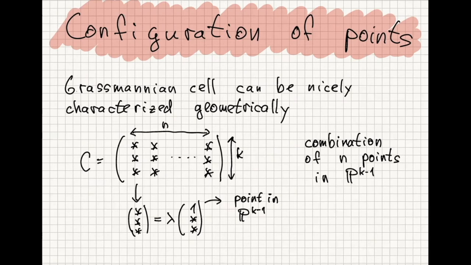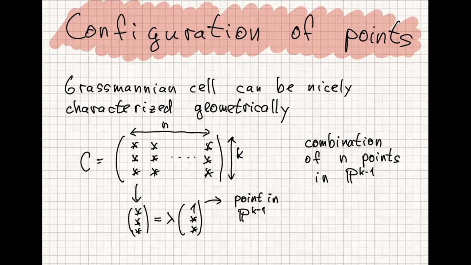We now look at the columns of this matrix, and we think about them as coordinates of a point. And we would like to do it in projective space. So for each column, we can factor out the overall scale, and the remaining thing are coordinates of a point in P^(k-1). So for us, the k by n Grassmannian matrix describes some configuration of n points in P^(k-1). So, thinking about these columns.